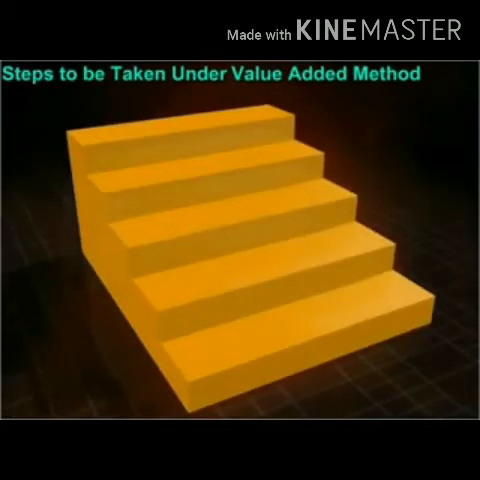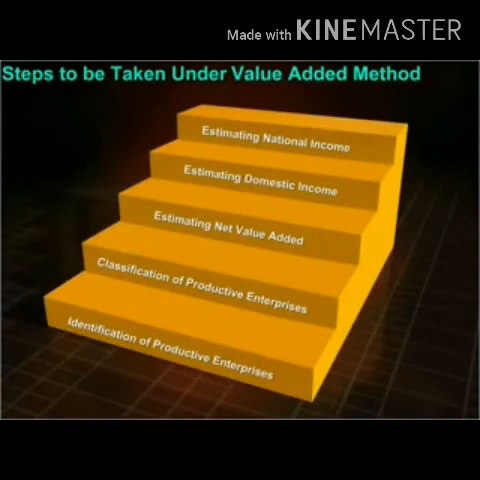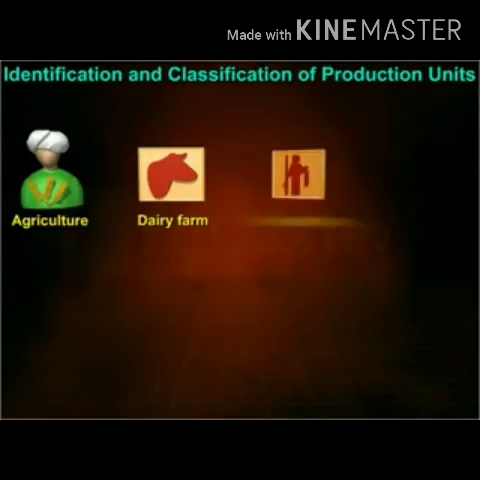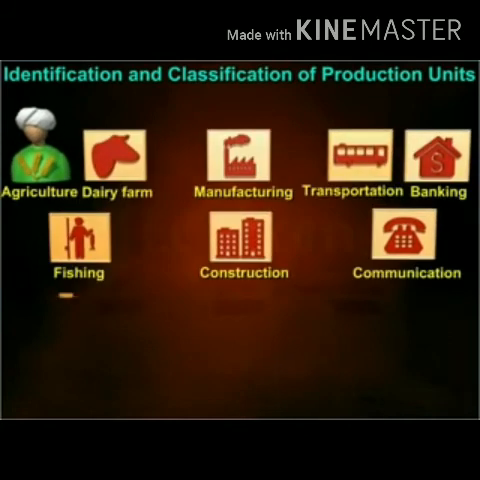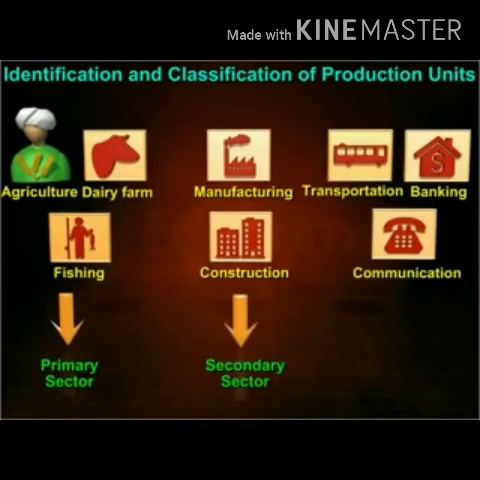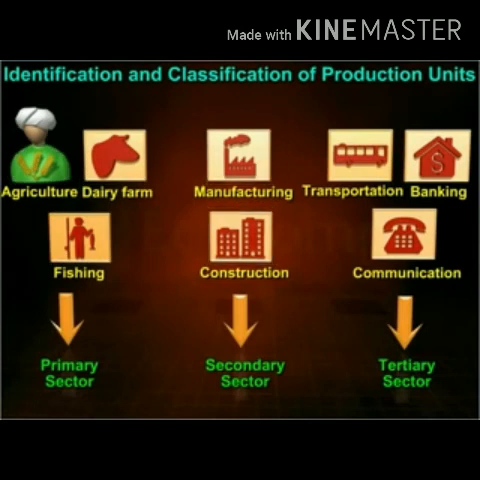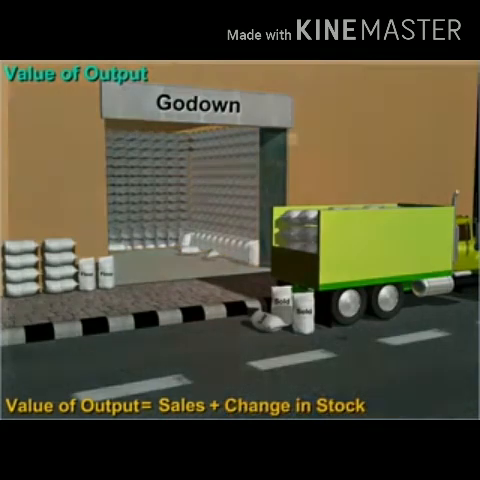The steps to be taken for the value added method: first, identification and classification of productive enterprises. Agriculture is the primary sector, manufacturing is the secondary sector, and transportation, banking, and communication are the tertiary sector. Now the value of output is sales plus change in stock, that is, the change in stock in a godown.